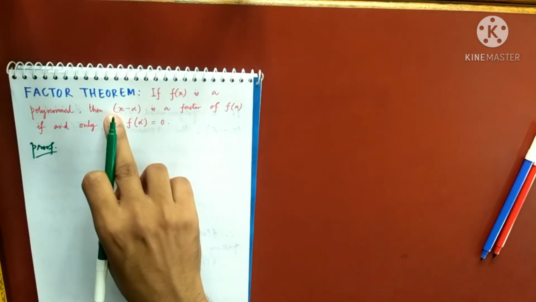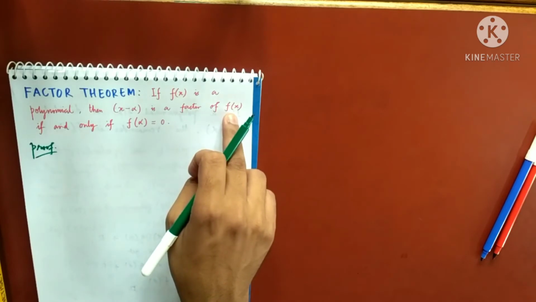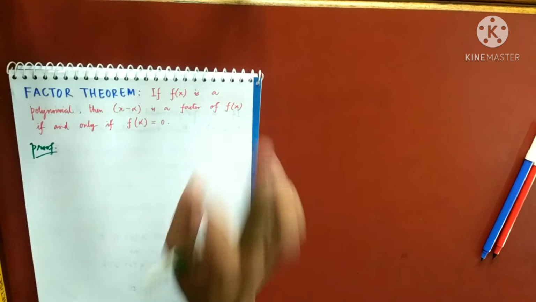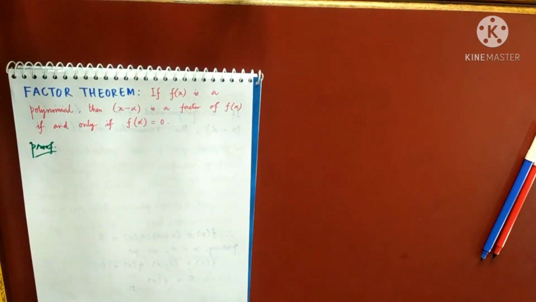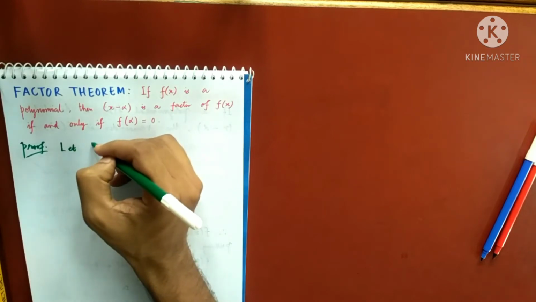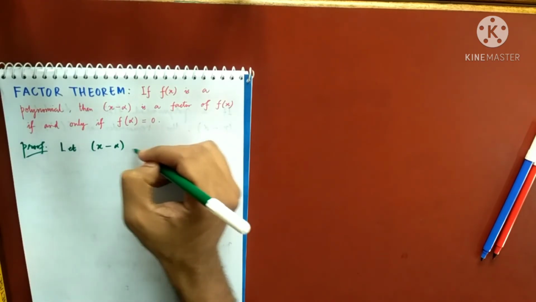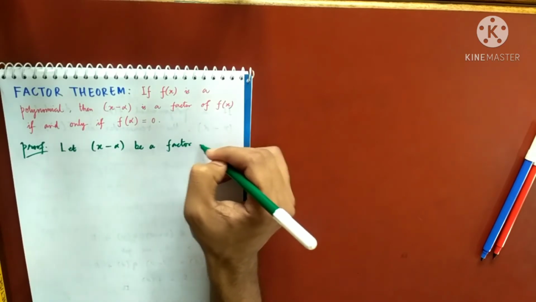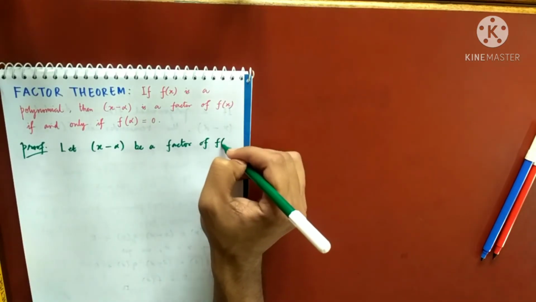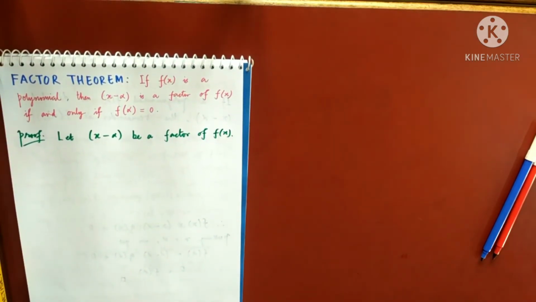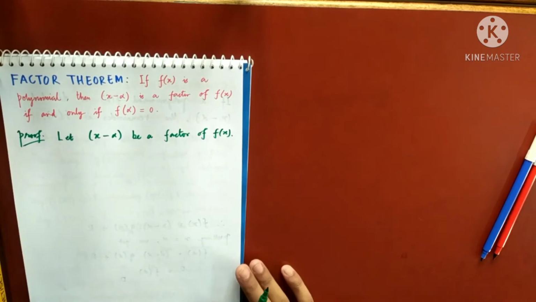So I'll first assume that this is a factor and I'll prove this, and next I'll assume that this happens and I'll prove that this is a factor. Okay, so the first part, let me assume this. Let x minus alpha be a factor of f(x). My aim is to prove that f of alpha equals 0.